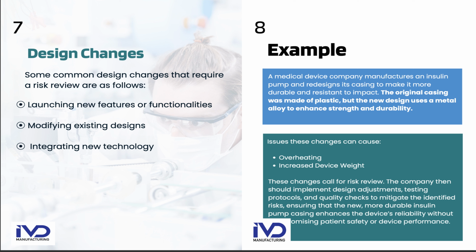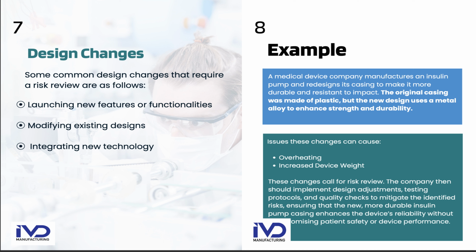So my friends, let's talk about an example. Assume that a medical device company manufacturing an insulin pump has initiated a process based on post-market surveillance to redesign its casing to make it more durable and resistant to impact. The casing in the original design was made of plastic. But with these changes, the casing is to be prepared with a structure called a metal alloy, which will give strength and durability.